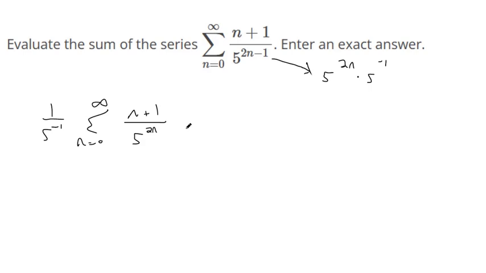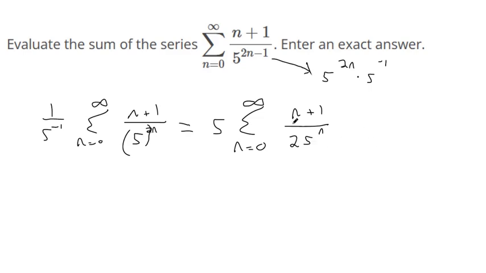And then next, that's 5 to the 2n, or you could say 5 squared to the n. So that's 5 times the sum from n equals 0 to infinity of n plus 1 over 25 to the nth.